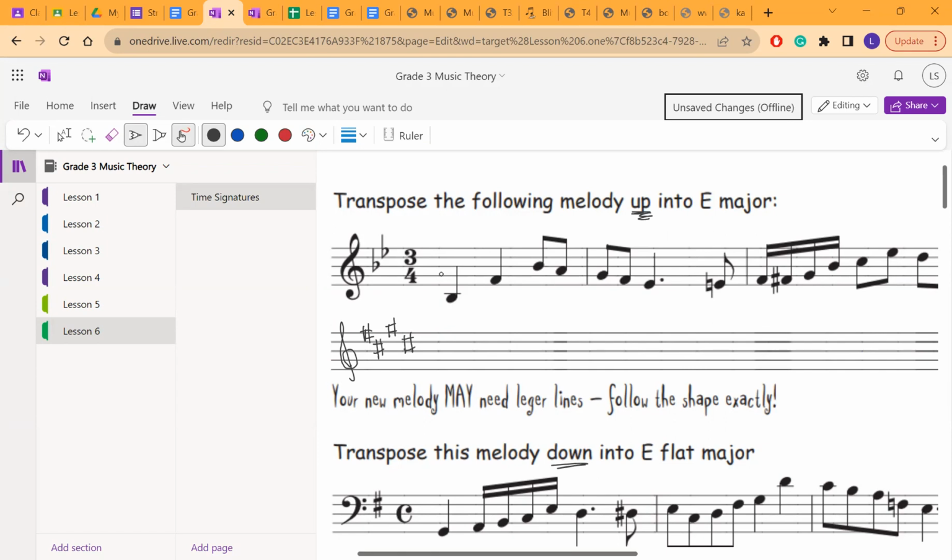Okay. We change the key signature. We keep the time signature. Okay. Let's mark the scale degrees like normal.